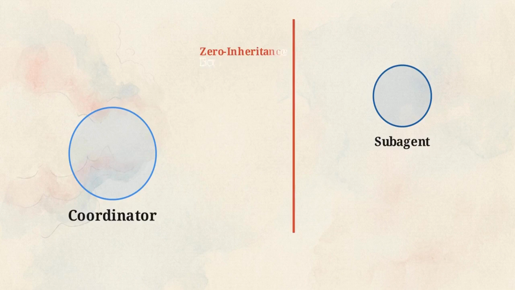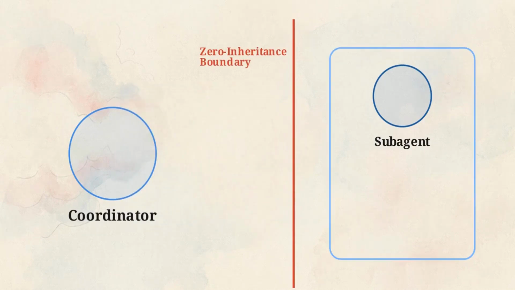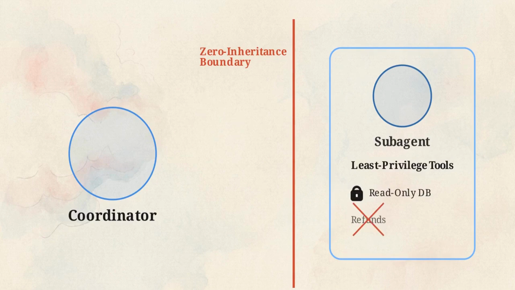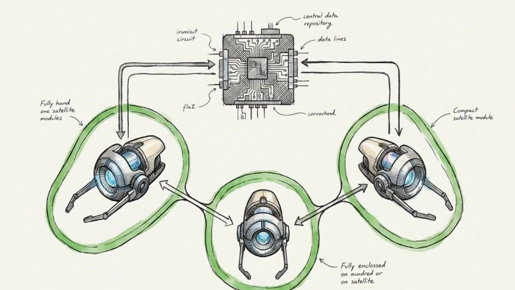The fix is zero inheritance. A subagent inherits absolutely nothing by default. It must be initialized with a completely fresh context window. To spawn a subagent, you provide a tight, purpose-built prompt and a least-privileged tool list, like read-only database access without refund permissions. The coordinator owns the decomposition of the complex task. The subagent merely executes the narrowly scoped piece of work it receives. Treating subagents as isolated, stateless workers enforces operational boundaries and prevents data breaches by design.